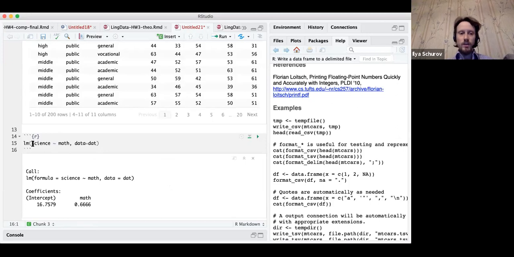We can do some kind of regression model like the following. This is the result of our regression modeling. So we have a model now that science equals beta naught plus beta one times math.